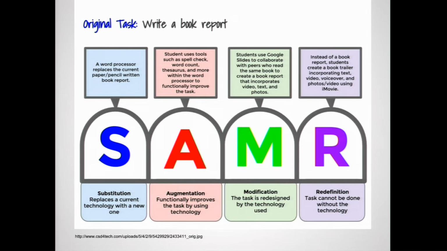This is an example, a traditional book report, of the thought process of the SAMR model. For the S, a word processor replaces the current paper-and-pencil written book report. That would be just getting it to the S level. For the A, a student uses tools like spell check and word count to functionally improve the task. For the M, the students would use Google Slides to collaborate with peers, read the same book, and then create a book report that incorporates video, text, and photos. And then an R-level book report would be, instead of the book report, creating a book trailer or a video, something totally out-of-the-box compared to your traditional book report.